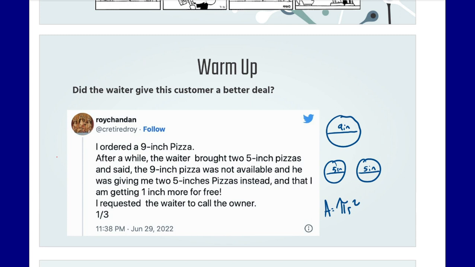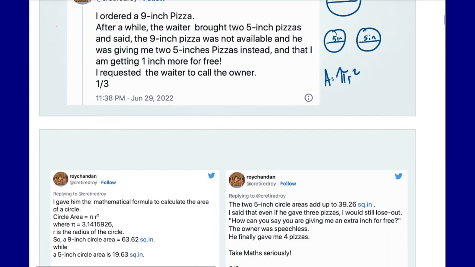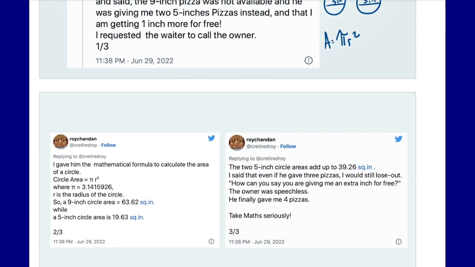Well, this person went through and did the math. That's why they called the owner over. They calculated that a 9-inch pizza had an area of 63.62 square inches, whereas two 5-inch circle pizzas worked out to 39.26. So their argument was, even if you give me 3 of those pizzas, I'm still going to lose out. So how can you say that you're actually giving me free pizza? In the end, this person apparently got 4 pizzas instead of the one 9-inch pizza.